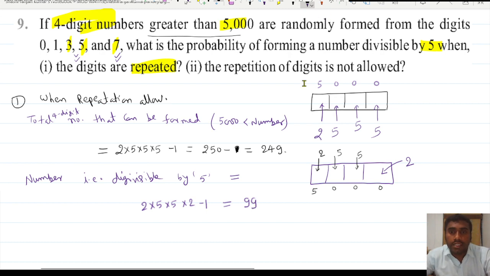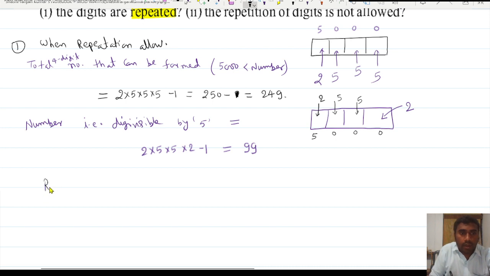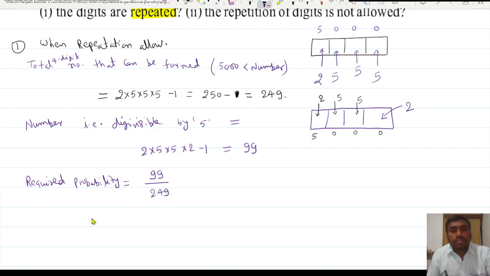So what is the probability? Now you can very easily find the probability in this case. The required probability is the number of favorable cases, 99, divided by the total, 249. Can we cancel this? We can cancel by 3. With 3, 99 becomes 33, and 249 becomes 83. Can we cancel further? No, so the answer of this first part is 33 by 83. Let us see the next one.